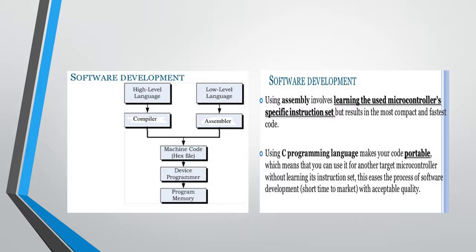In software development, using assembly language involves learning the used microcontroller specific instruction sets, and using C programming language makes your code portable, which means that you can use it for another target microcontroller without instruction set.